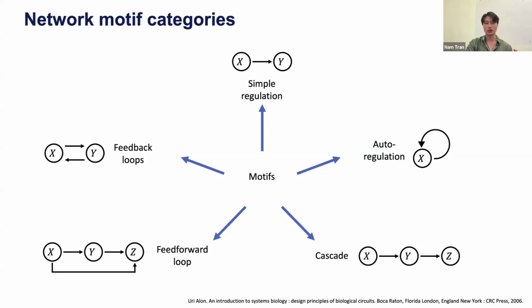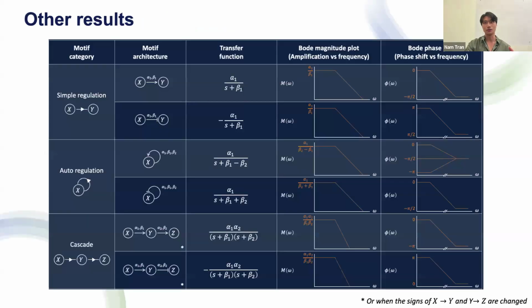There are a lot of these categories, and if you've looked at Uri Alon's textbooks, you can get the whole compendium of these. So I've computed, and I'm going to display some results for some of these architectures from Uri Alon. On the left column is the motif category, and the motif category can take on different forms. Promotion and inhibition are the 2 types of arrows. So simple regulation can have 2 forms, auto-regulation can have 2 forms, cascades can have 2 forms. And the transfer functions I've put on the next columns.